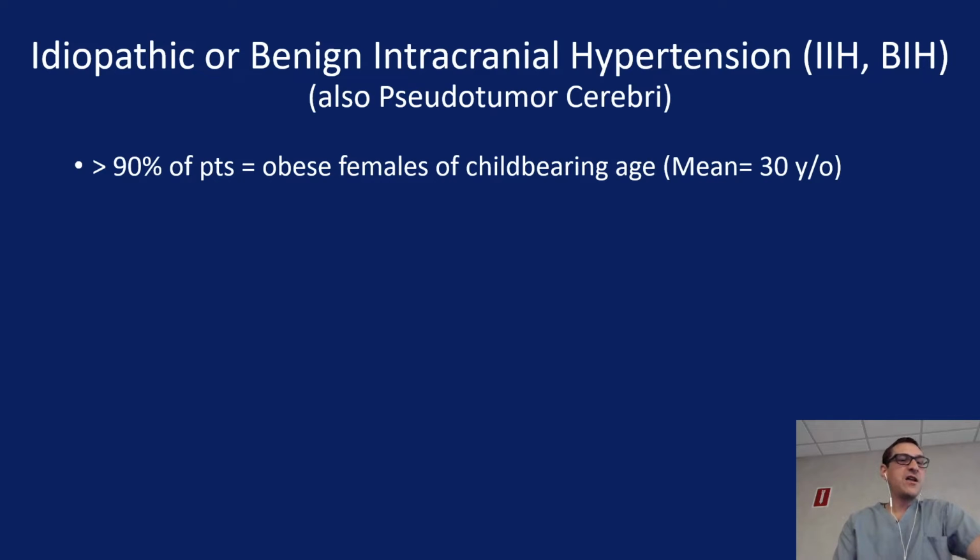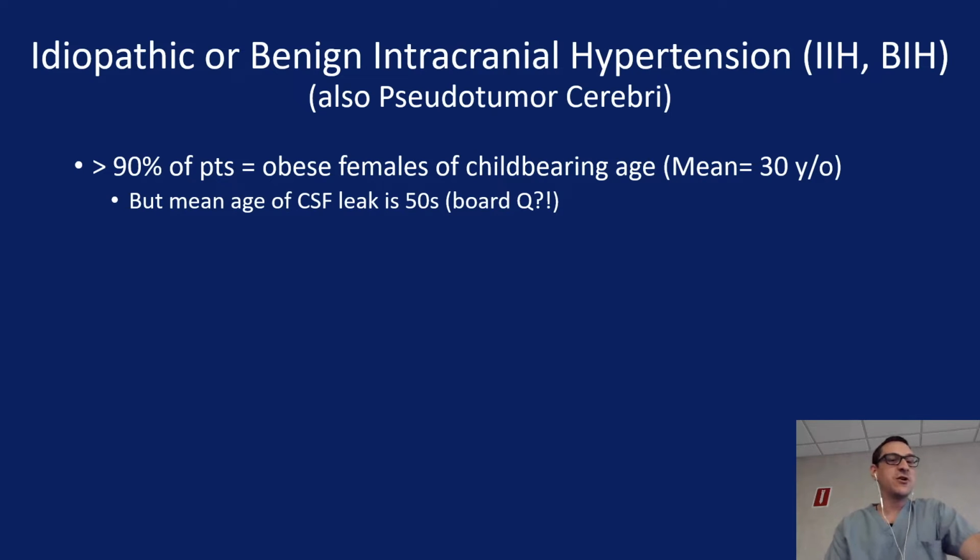Okay, so greater than 90% of these patients are obese females of childbearing age, mean 30 years old. But this is the point that I think is important and could even be a board question for you, because I know the person who's published a lot about this. That is the mean age for IIH, but that is not the mean age for CSF leaks. This has been shown. The mean age for CSF leaks in these patients is actually in the 50s, which goes hand in hand with this idea of chronic elevated pressure eventually wearing through the bone. That's published by Brad Woodworth, if he's listening out there.